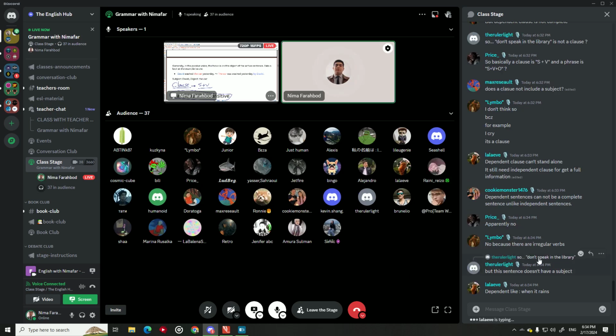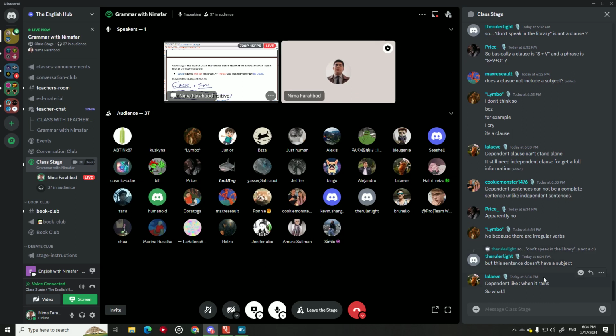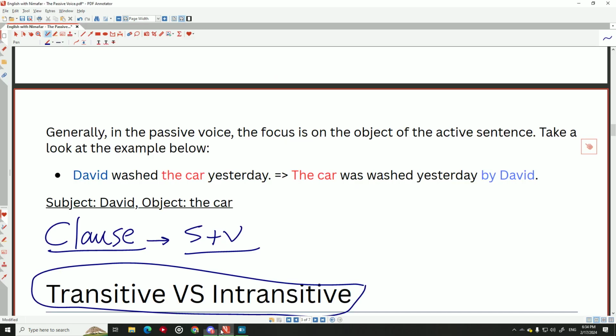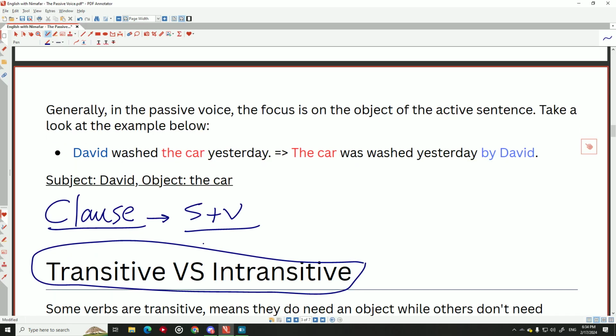Yes, we call them imperative clauses. We call them imperative, like it's a command or order. For example, your teacher says, "Don't speak in the library." She or he is commanding you, ordering you, giving orders. We call it imperative. Okay, of course, we cannot make passive with all verbs.